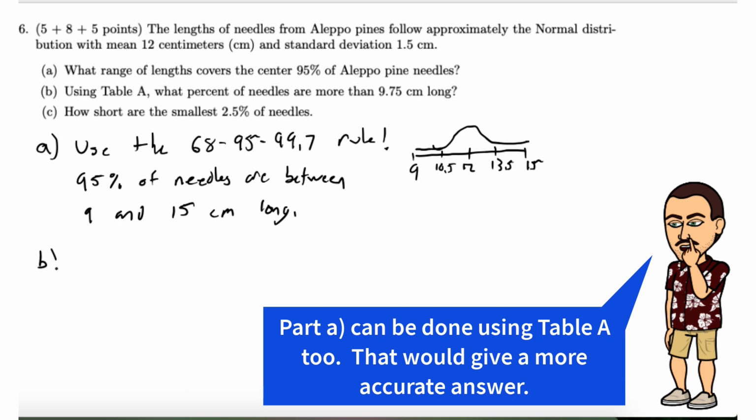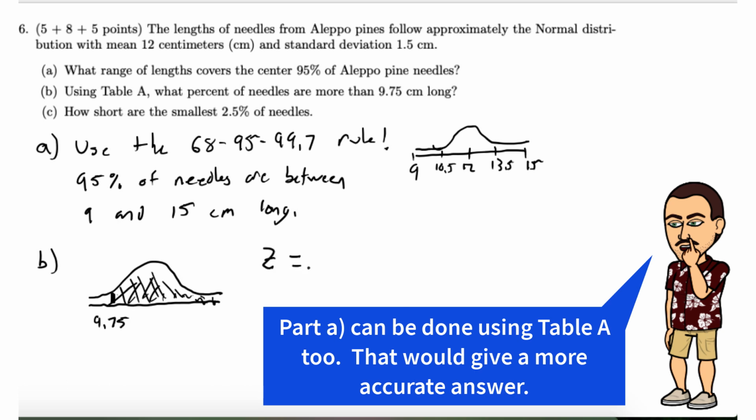Okay, now for B, what percent of needles are more than 9.75 centimeters long? Let's sketch a picture. 9.75 is a little bit less than the mean, so it's somewhere over there. We want needles that are longer, so we're going to want the region to the right. Find the area of this shaded region, the region to the right of 9.75 centimeters.